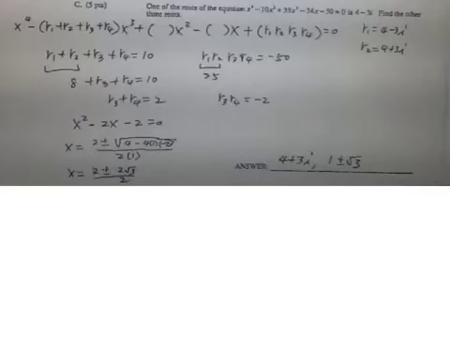Here we are told that one of the roots of the equation x to the fourth minus 10x to the third plus 39x squared minus 34x minus 50 equals 0 is 4 minus 3i. We are told to find the other three roots.